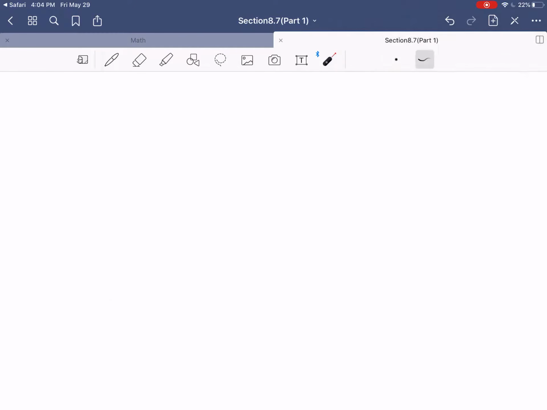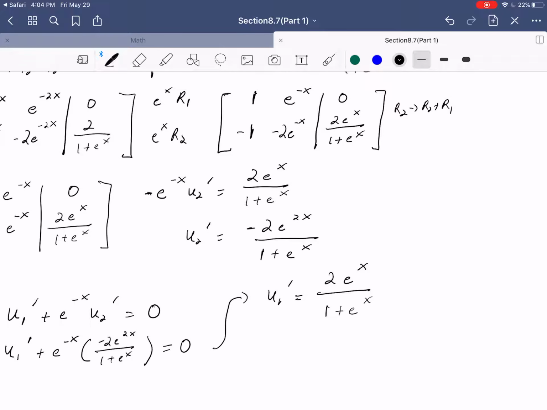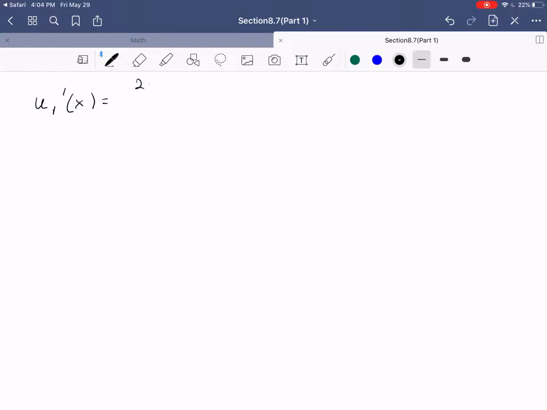So we'll need ourselves another piece here. We just figured out that u2', let's write it in order, I guess, u1' is supposed to be, what do we get there? 2e^x/(1 + e^x).